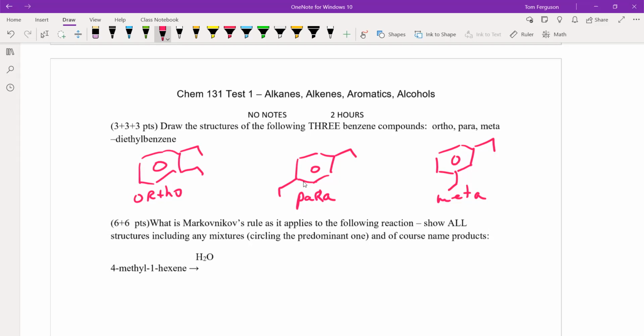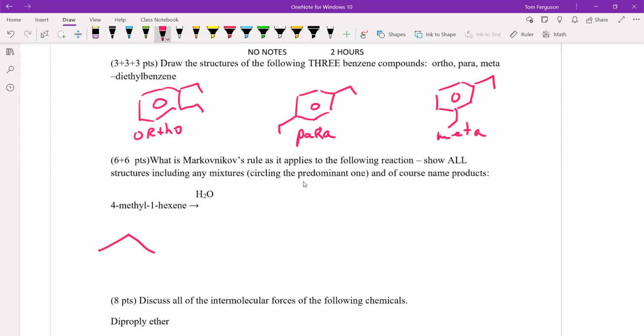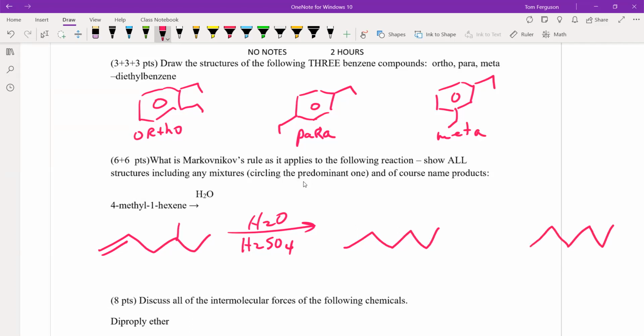And then what's Markovnikov's rule? So if we applied it to this guy here, 4-methyl-1-hexene, with some acid, okay, so the water is going to add across carbon number 1 and 2. So there's going to be 1 here.